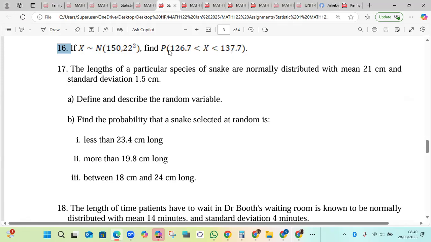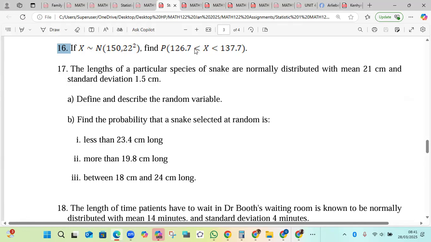Now, when we compare both 126.7 and 137.7, they are both less than 150. So this is a type of in-between, but it appears to be on the left side of 150. Our final answer will surely be less than 0.5, because half of the standard normal curve is already 0.5 in probability value, and we want an area in that lower half, so our final answer will surely be less than 0.5.